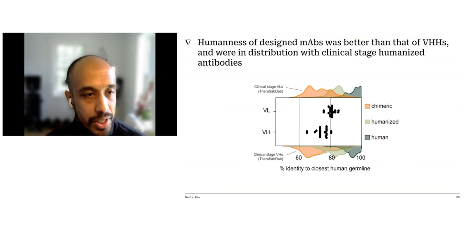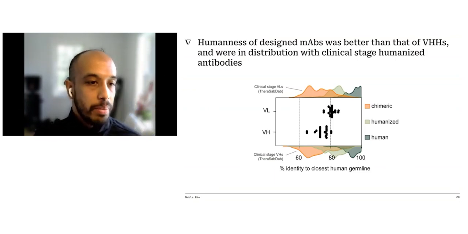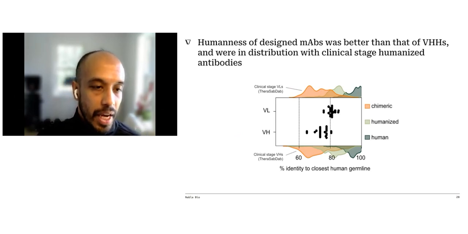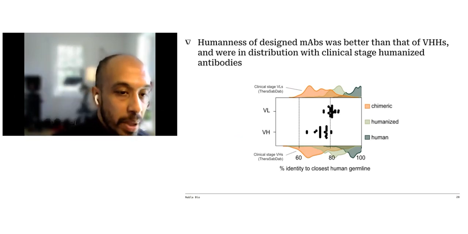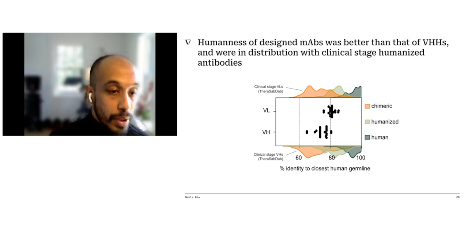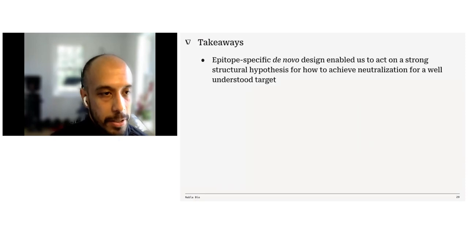And unlike the VHHs, the humanness of these design maps was substantially better. Essentially, if we look at the VHs, these tended to have humanness scores consistent with that of humanized antibodies. So not fully human, but better than chimeric clinical stage antibodies. And if we look at the VLs, these had percent identities to closest human germline exceeding 80%, and again, were consistent with that of humanized antibodies.